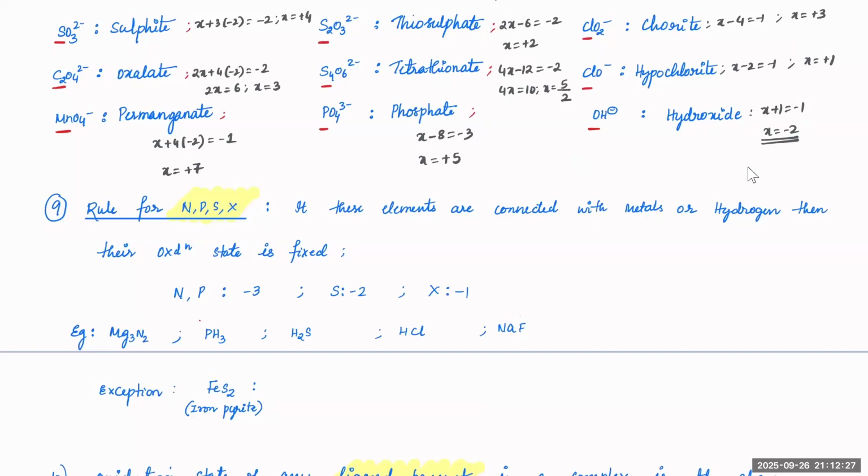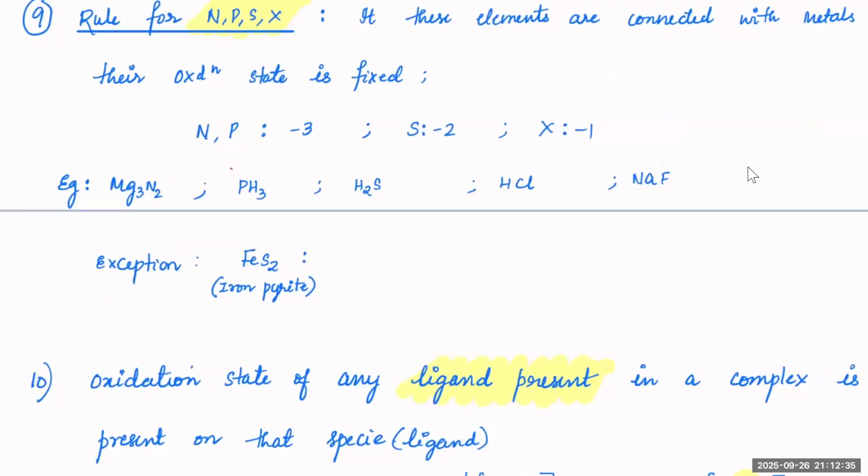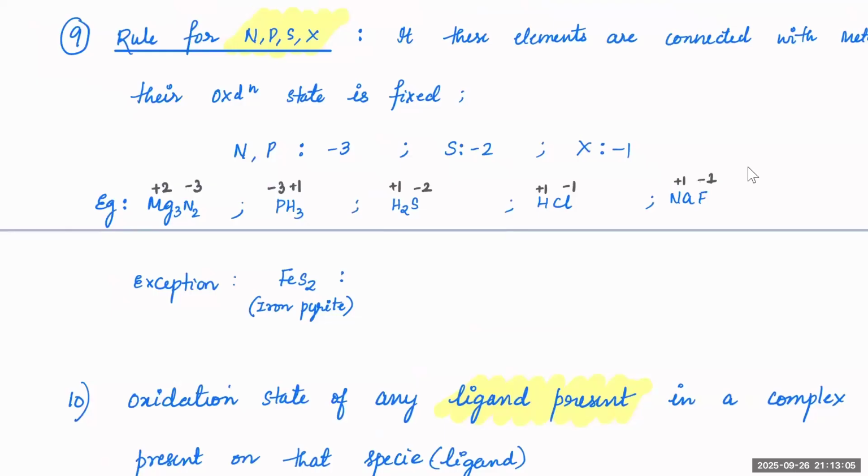Whether you know the information of the metal or not, you should be able to figure out the oxidation state of the metal. For example, in this case, magnesium, we know that it is plus 2. So that automatically makes nitrogen minus 3. Here, phosphorus is minus 3, hydrogen is plus 1. Sulfur is minus 2, hydrogen is plus 1. Chlorine is minus 1, hydrogen is plus 1. Sodium is plus 1, fluorine is minus 1. These are all the oxidation states.